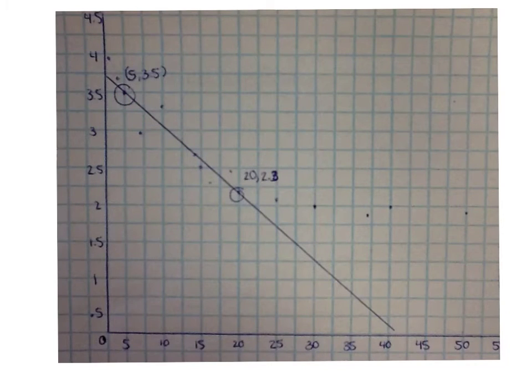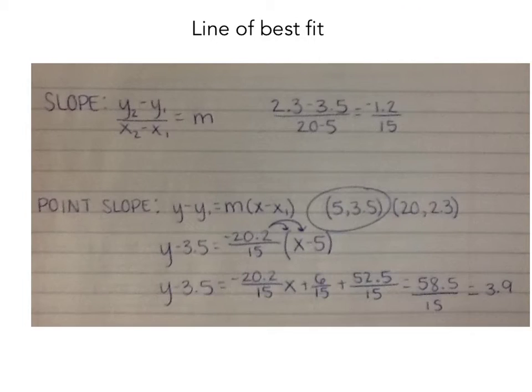As you can see, once you reach about 25 hours of TV, the GPA stays pretty much consistent, which might serve as an outlier and could affect the line of best fit.